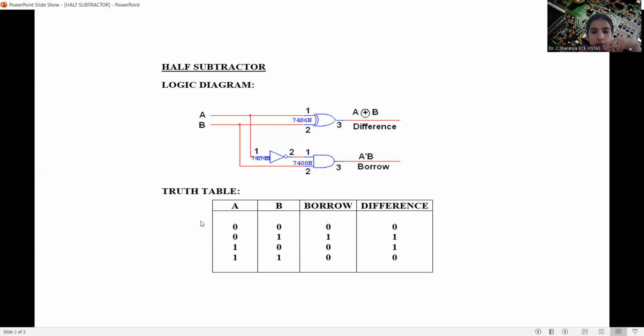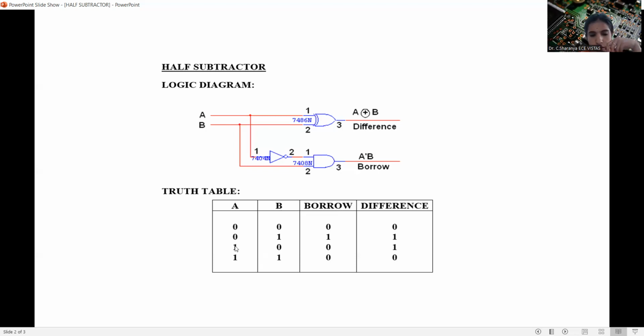So first one, when A is 0 and B is 0, 0 minus 0, there is no difference, so it is 0. Since there is no borrow, we will also have a 0 on the borrow. 0 minus 1: according to the binary subtraction method, we will be having a borrow of 1 and a difference of 1.